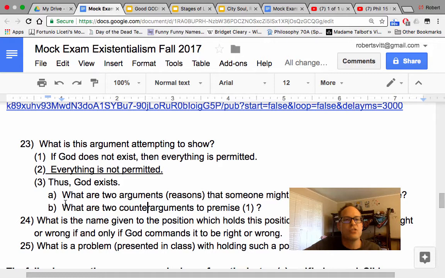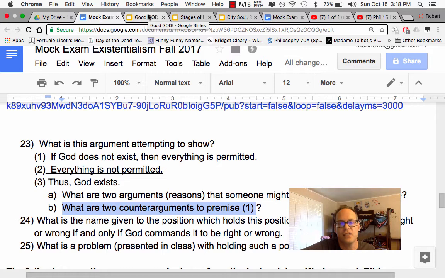Letter B, what are two counter arguments to premise one? The counter arguments would be to essentially attack the arguments. So the first one, with regard to the gift, you could argue, as we did, and I'll leave it for your review, that the notion of a gift in this sense, gift as existence, would be incoherent, right? So that's one of the counter arguments.